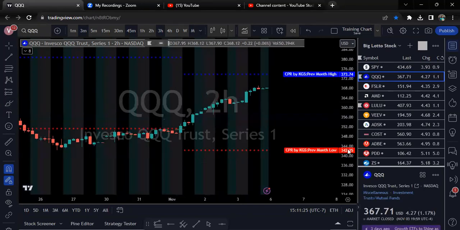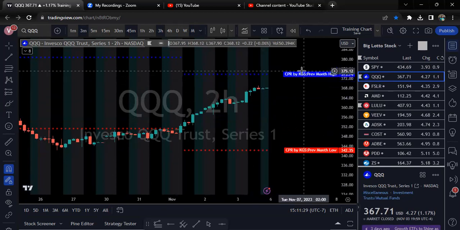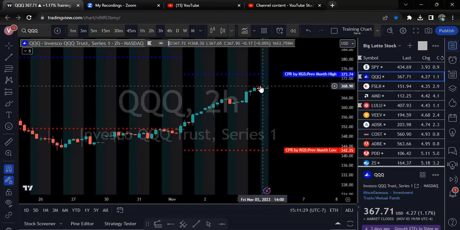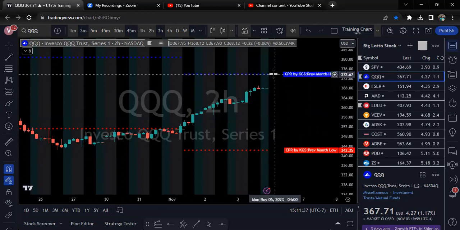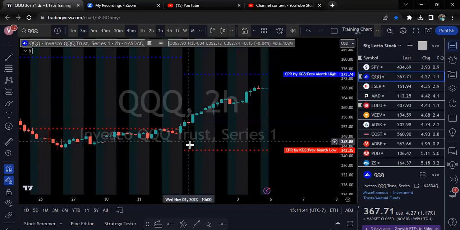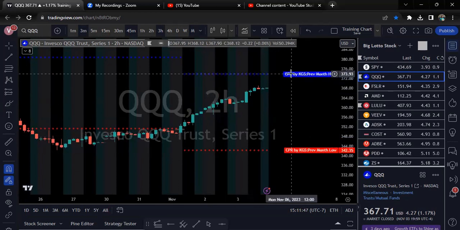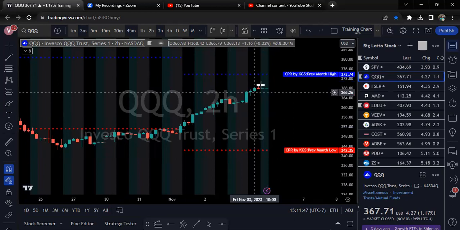When the month started, we were either going to go to 342 or go back to 373. We hit 369 on Friday. That's almost 4 points away, which can be hit by the time the market opens on Monday. So you can imagine, this is telling you I'm not going down, I'm going back up to fill this level. Stocks go back to where they came from.